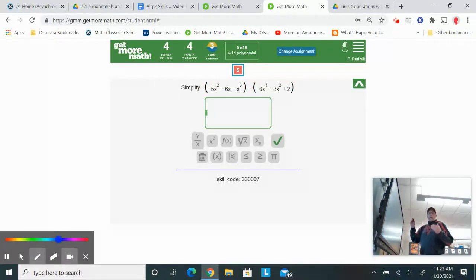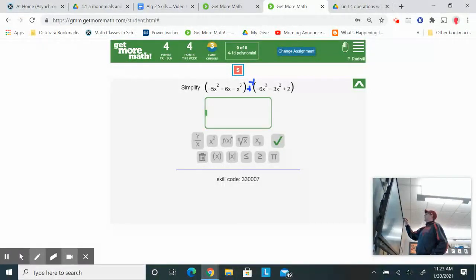Remember, when I talk about subtraction, it can be changed to adding the opposite. So it's like making that plus, and then you have this opposite sign or a negative 1 out here. So you distribute negative 1 here, negative 1 here, negative 1 here. So that second polynomial actually becomes positive 6x cubed plus 3x squared plus a negative 2.